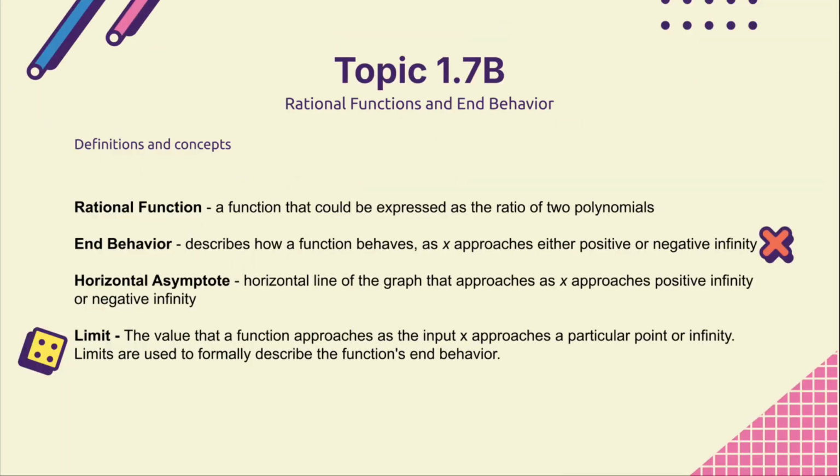For topic 1.7b, definitions and concepts. A rational function: a function that could be expressed as the ratio of two polynomials. Behavior: describes how a function behaves as x approaches either positive or negative infinity. Horizontal asymptote: a horizontal line of the graph that it approaches as x approaches positive infinity or negative infinity. And limit: the value that a function approaches as the input x approaches a particular point or infinity. Limits are used to formally describe the function's end behavior.